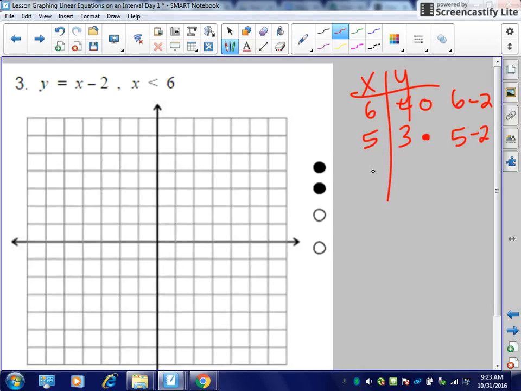And then I'm going to keep going. So this time I'm going to pick like 2. If I do that, 2 minus 2, that's 0. Again, that's going to be a closed one. And I'm going to pick a negative one this time. So like -1. If I do -1 minus 2, that's going to be -3.